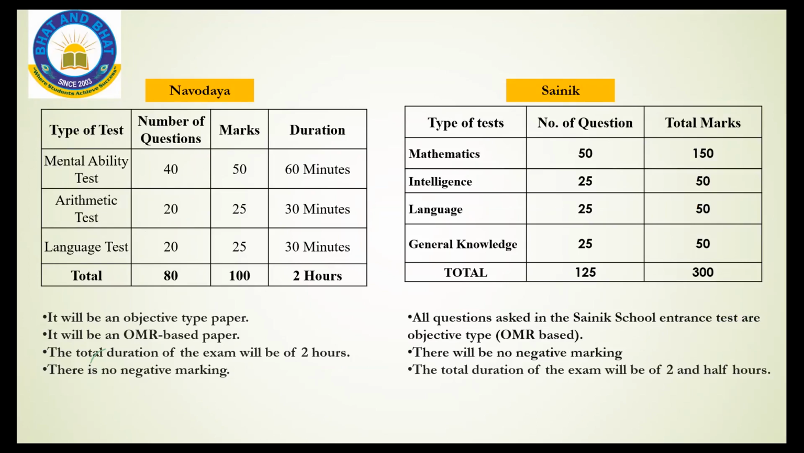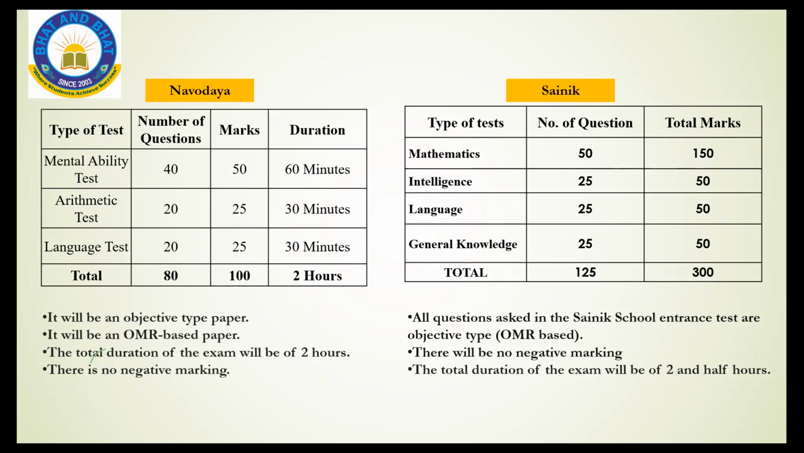Whereas in Sainik school, instead of mental ability, they give an intelligence test, where only reasoning questions will be asked. In Navodaya, mental ability, non-verbal reasoning questions will be asked. Arithmetic, what is meant by arithmetic? Many of them may not know that. Arithmetic is nothing but mathematics, so only mathematics questions are asked. And for language, they give preference only to English, so an English test will be given.